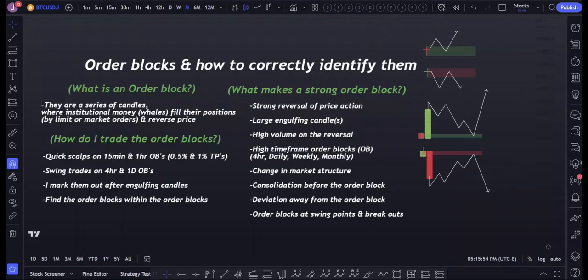Okay, so change in market structure, consolidation before the order block, deviation away from the order block, and order blocks as swing points and breakouts. Use this as a visual guide on how you want to identify them as you begin to practice. Okay, you want to see the block and then the engulfing candle, block and then the engulfing candle. Start simple, start basic. Again, this is for my beginners.